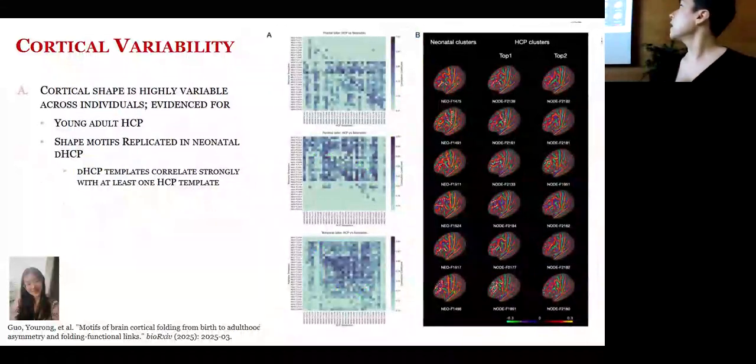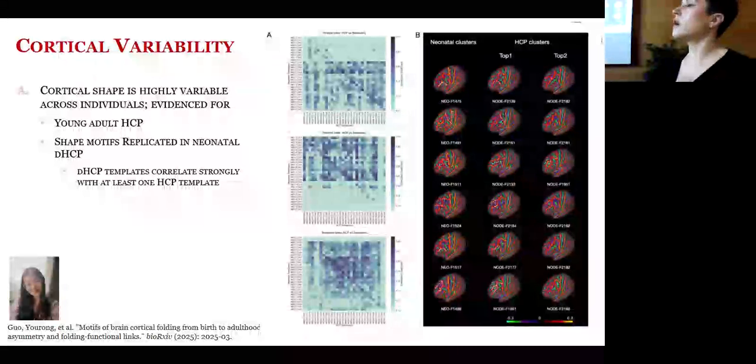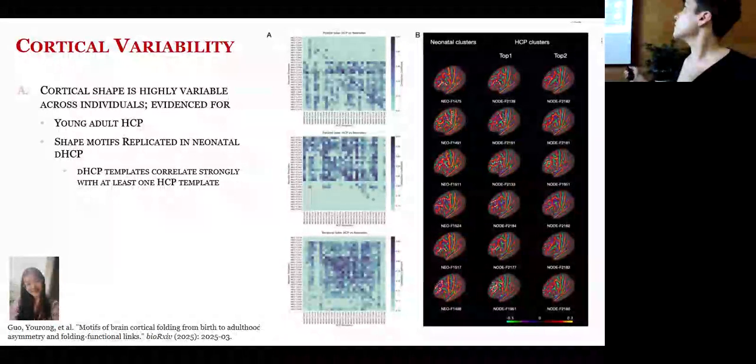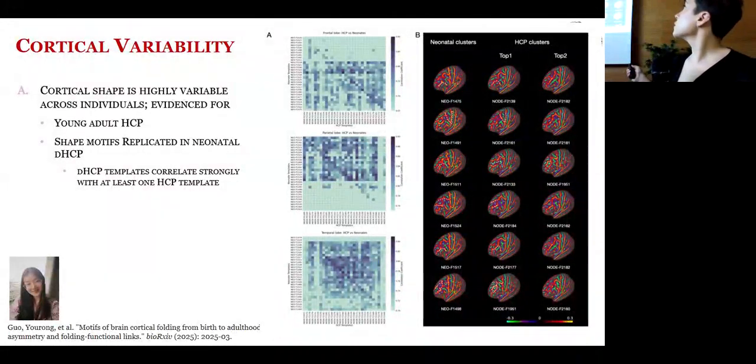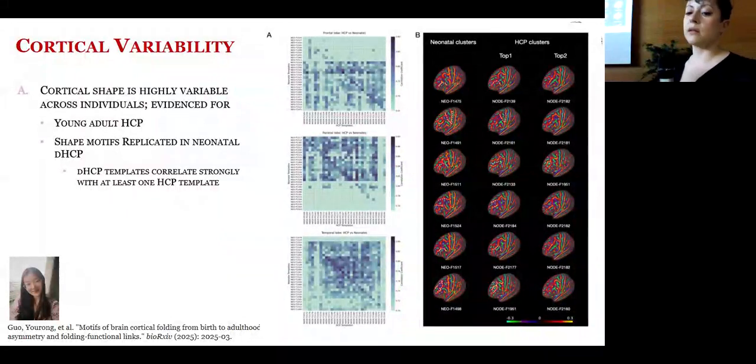And interestingly, the morphological results were replicated in the DHCP. So at birth, these babies show a similar degree of variability, though slightly reduced. So in general, she was able to match each neonatal template to approximately 2 adult templates.